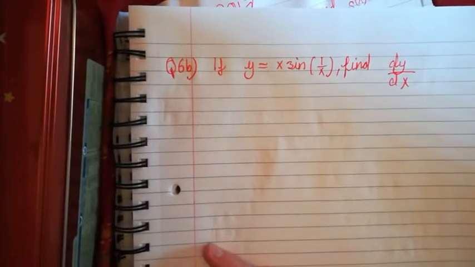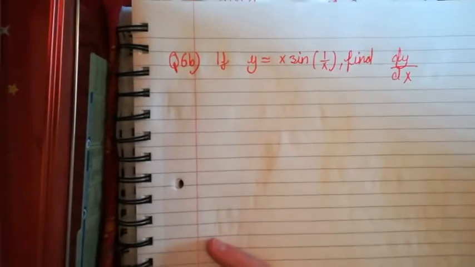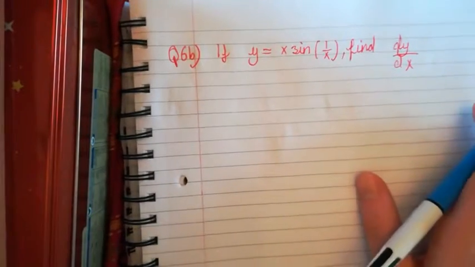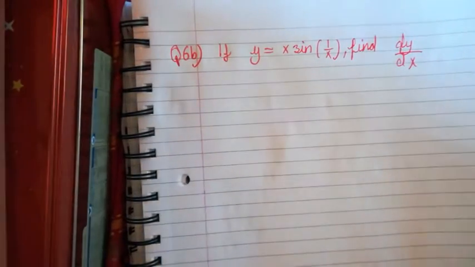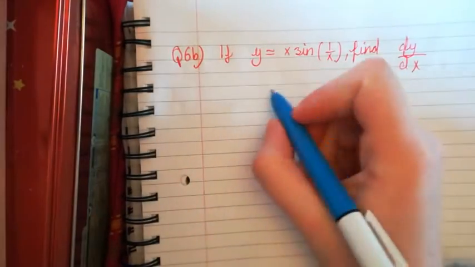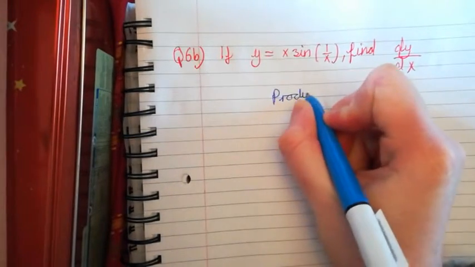This is a question that came up in 2016 and it says if y equals x sin of 1 over x, find dy dx. So here we have a quantity in x multiplied by another quantity in x, so we're going to have to use the product rule. I'm just going to write out the product rule.